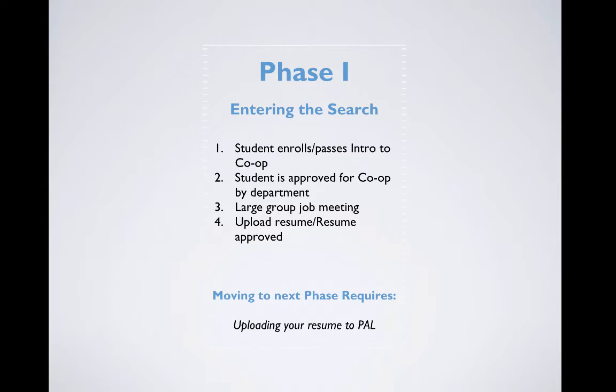After that job meeting, you're going to go into PAL, which is the resource we use for searching for co-ops and registering for co-ops, and then eventually assessing co-ops. You're going to go into PAL and upload your resume and get that approved by your advisor. In order to move on to the next phase of the search, you have to have that resume uploaded and ready to go in PAL.